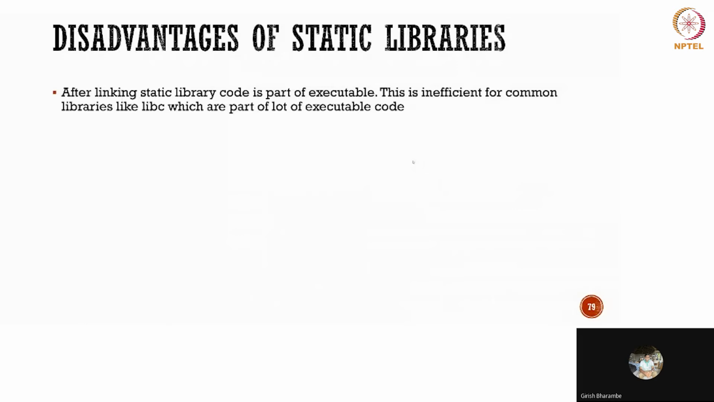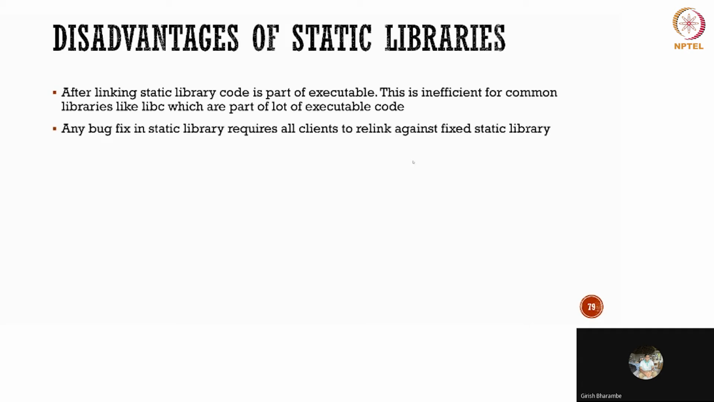Now, what are the disadvantages of static libraries? Well, one is, once you link a static library, it is part of your executable, right? And once it is part of your executable, it is private to your executable. So imagine the number of processes that are running which might require strlen. If that code is duplicated in each of the processes, then you are losing out on the benefit of sharing that code, because it gets duplicated if you statically link.